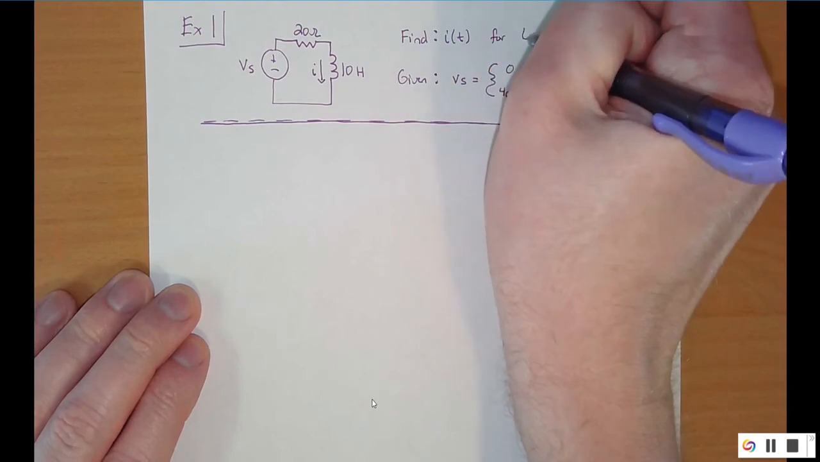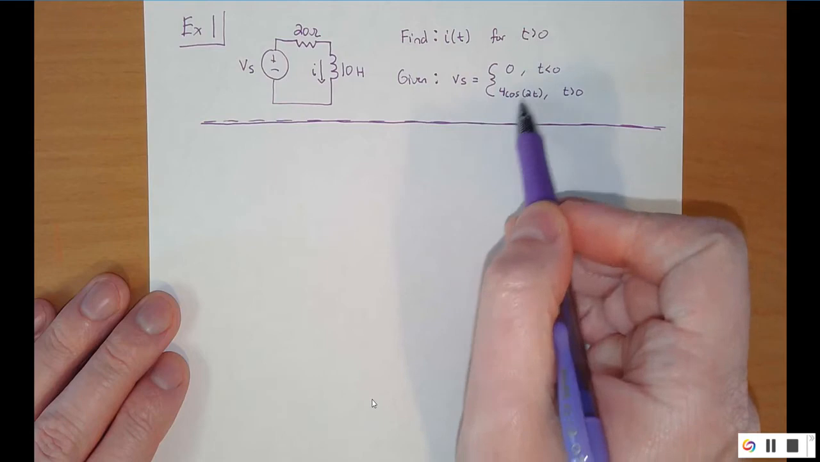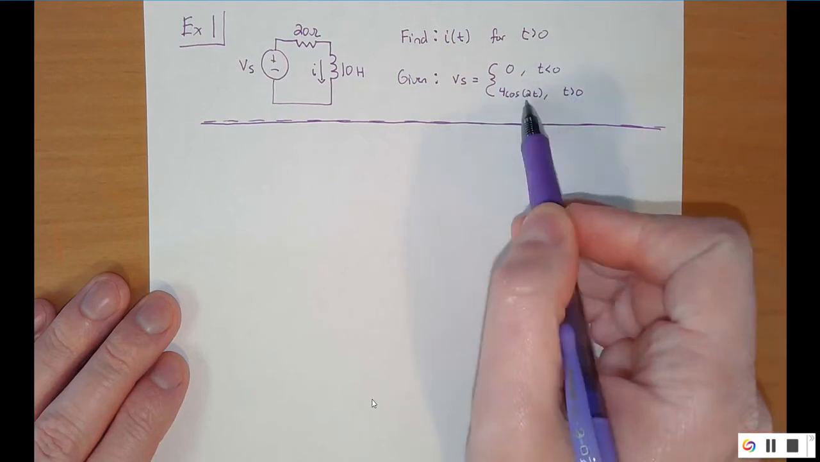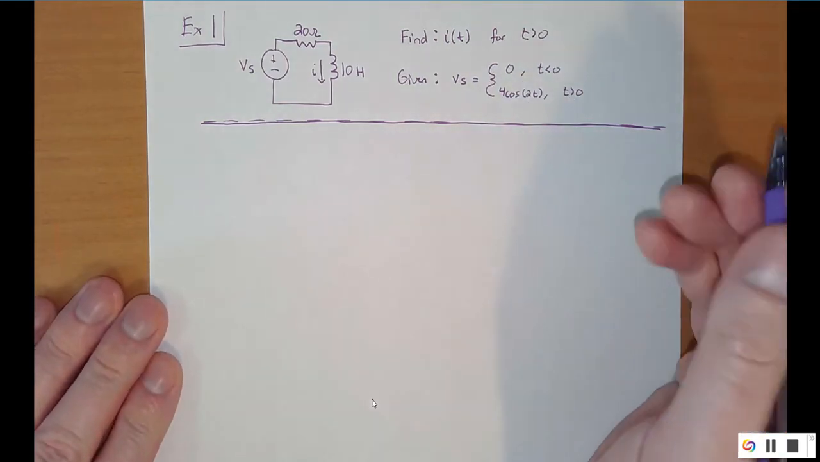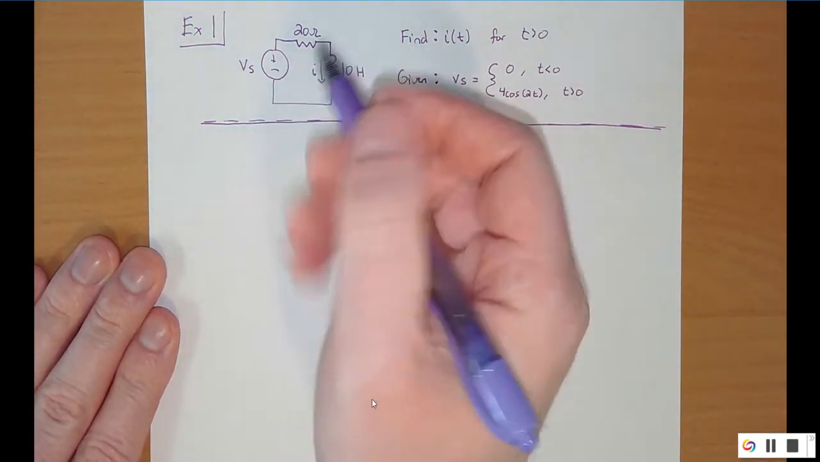So I've redrawn that over here. We've been asked to find i of t for t greater than 0, so after the switch, after it's turned on. And then our Vs, for t less than 0, is 0. For t greater than 0, it's 4 cosine 2t.